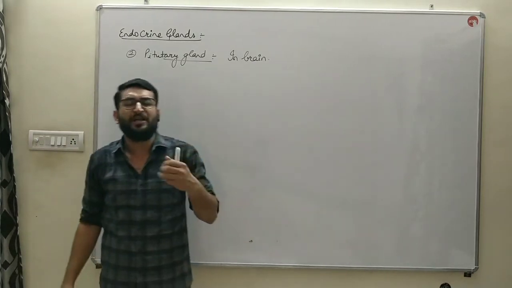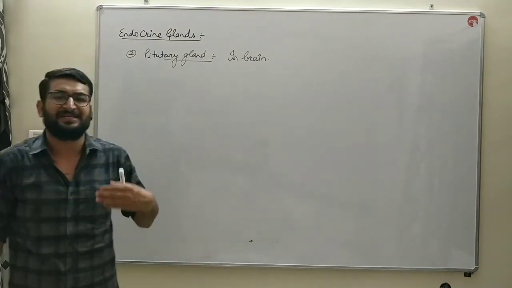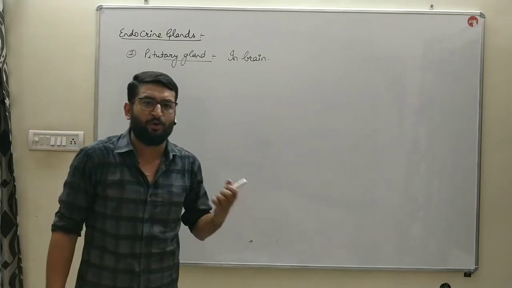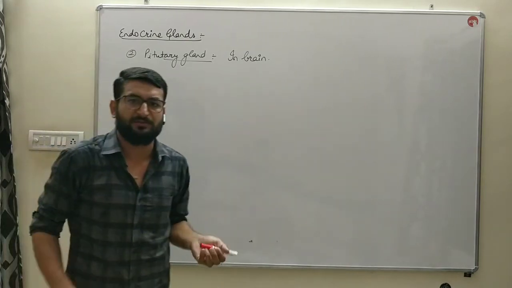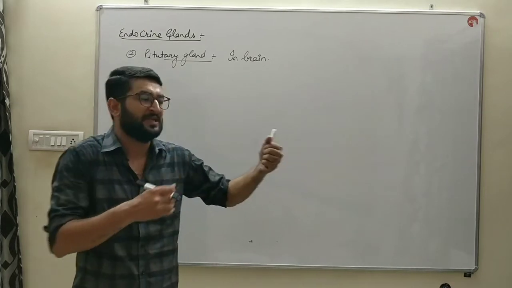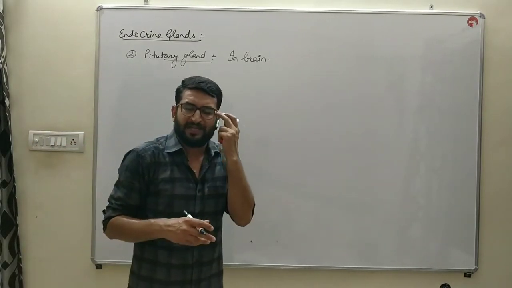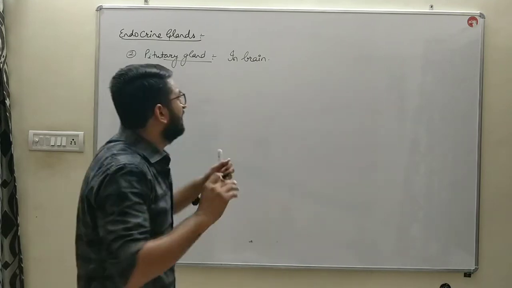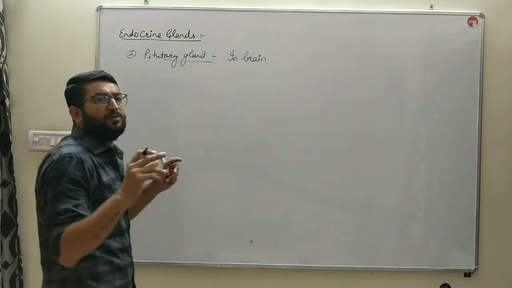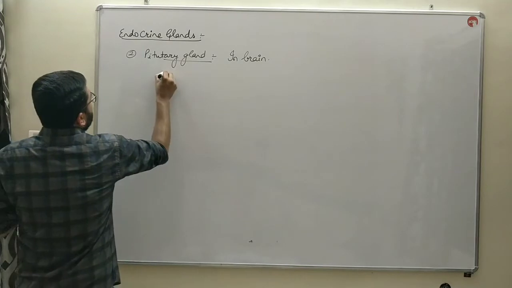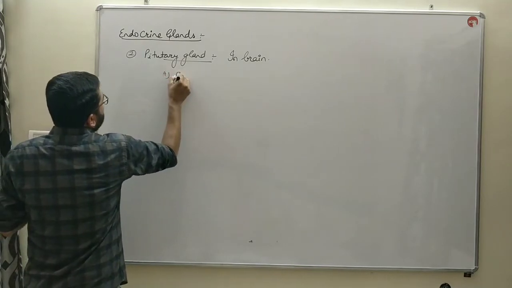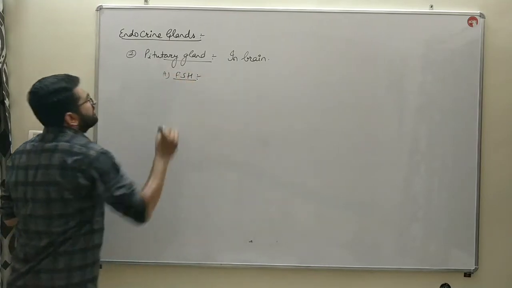The pituitary gland is a tri-lobed gland. It has three lobes: anterior lobe, middle lobe, and posterior lobe. It releases various kinds of hormones, and we discuss the hormones in detail together. The first hormone is FSH, follicle stimulating hormone.